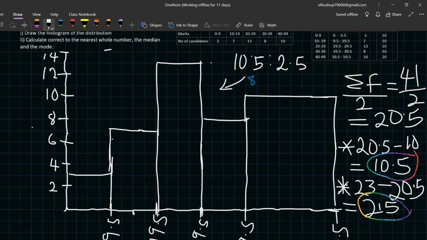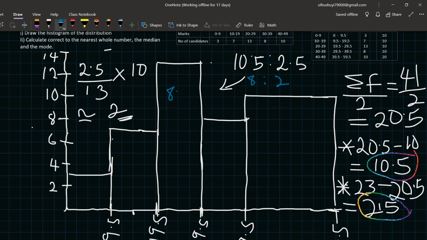The other one will give me 2.5 upon 13 times 10. That is 25 divided by 13. So I have 1.9, and that is approximately 2. So which implies the ratio will be 8 to 2. We're dividing this into 8 to 2, 8 ratio 2.